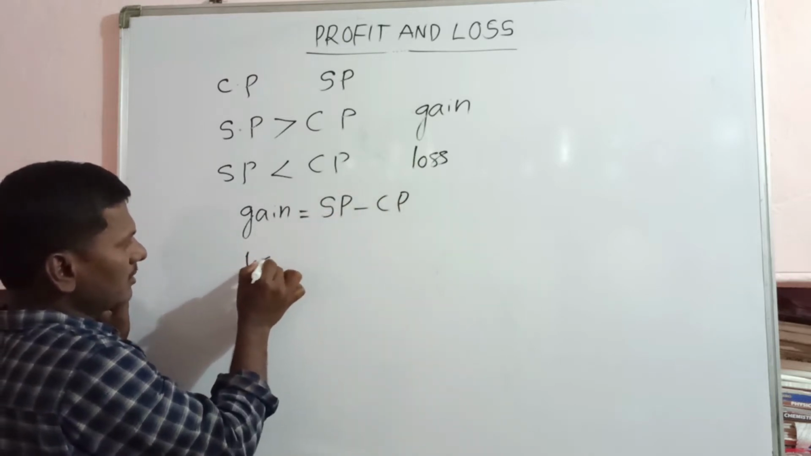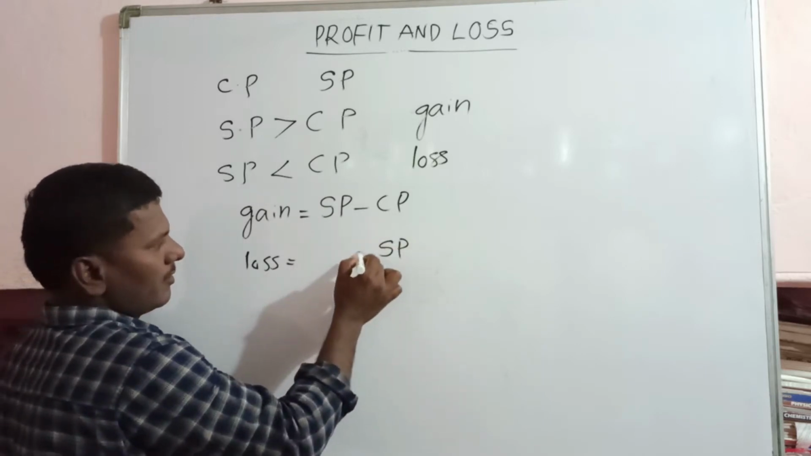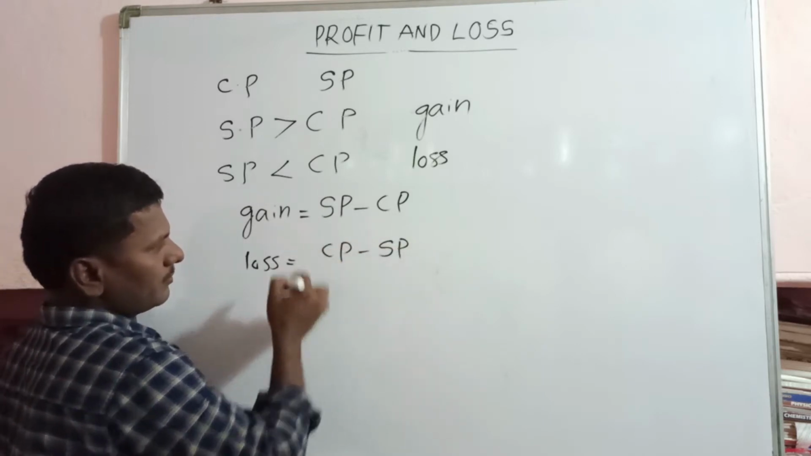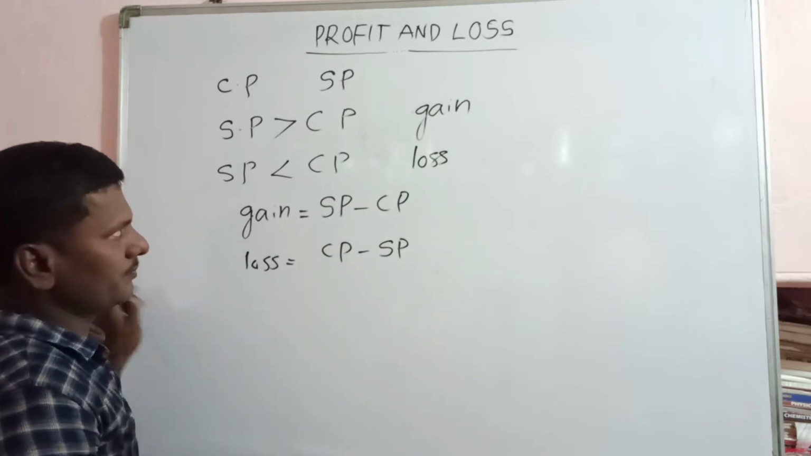To find loss, subtract selling price from cost price. So loss is equal to cost price minus selling price.